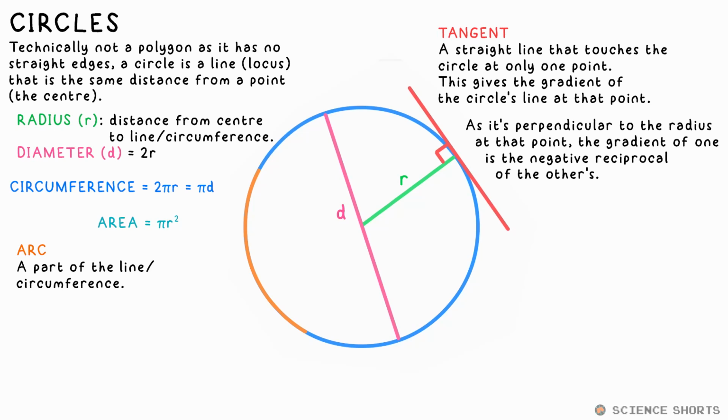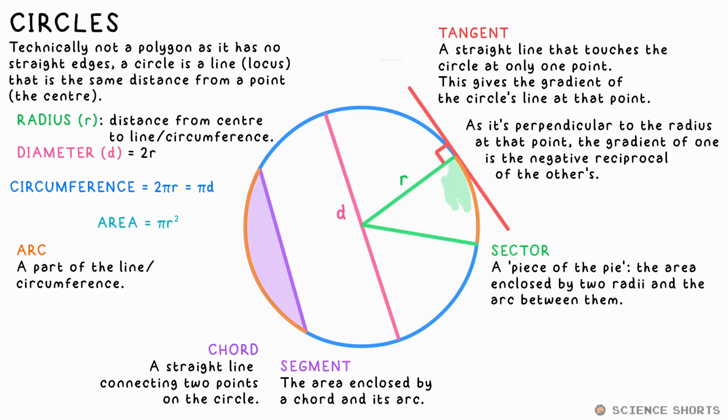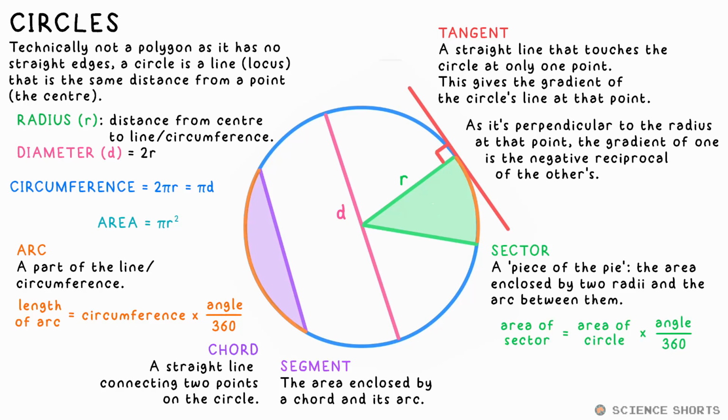An arc is a portion of the circumference between 2 points on the circle. A chord is the straight line between 2 points. A segment is the area enclosed by an arc and a chord, whereas a sector is a piece of the pie, as it were, the area enclosed by 2 radii and an arc. The length of an arc can be calculated from the angle given. This angle will be a proportion of 360 degrees, so just find this ratio, then multiply by the total circumference. To find the area of a sector, just multiply by the total area instead.